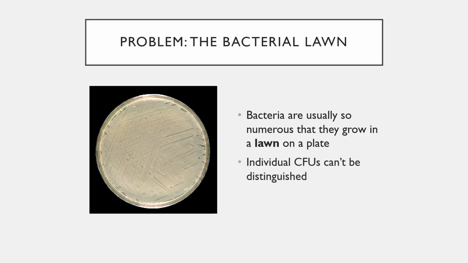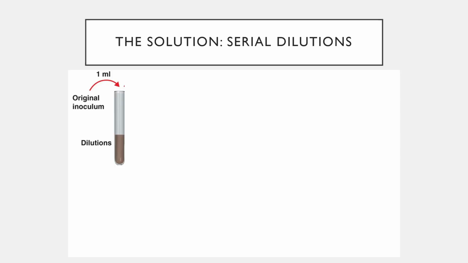The solution to this lawn problem is something called serial dilutions. What you can do is water down your microbial culture in a controlled way that allows you to get a lower concentration of bacteria in the culture, but still be able to do a calculation that reverse engineers the amount of bacteria in the original culture.